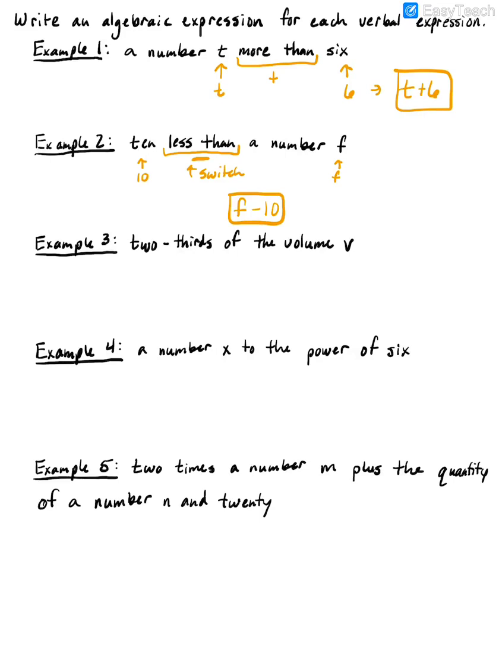Okay. Another word that you could use for multiplication, if you remember, is of. 2/3 is just a word that we would use for a fraction. So it's like 2 divided by 3. And then your letter V. So really, our answer here would be 2/3 times V.